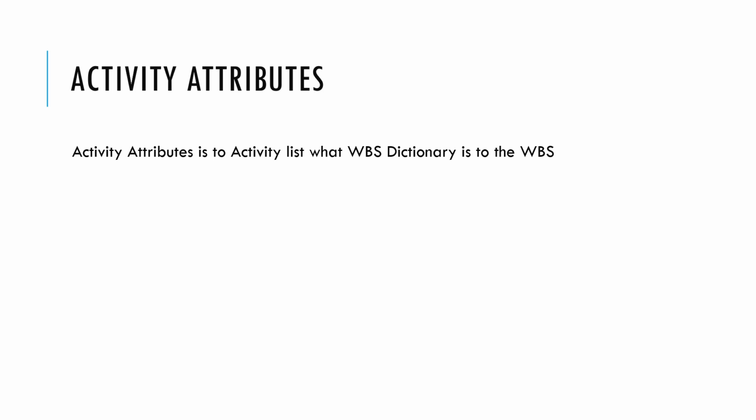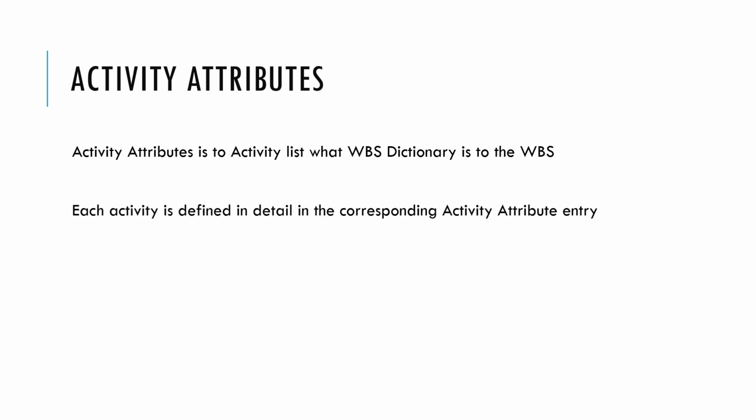So activity attributes, which is also an output of the define activities process, will contain information about the activities. What kind of information? Each activity is defined and detailed in the corresponding activity attribute entry. So every activity is going to have a corresponding entry in the activity attributes, and all the details will be defined in that entry.